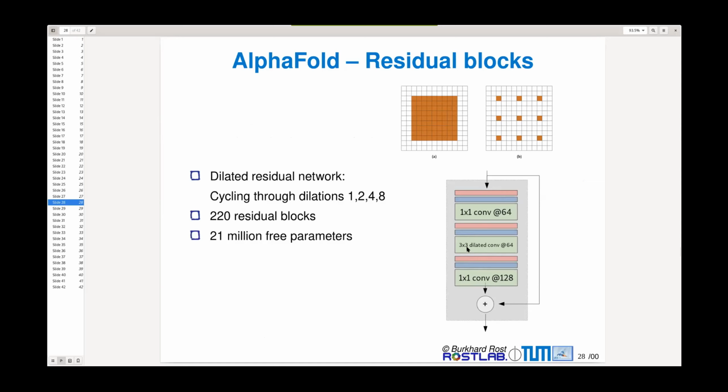which is just a 3x3 convolution, which is dilated, and they cycle through different dilation factors, 1, 2, 4, and 8, in each successive residual block. And after the 4th block, they just wrap around and start again with a dilation factor of 1.